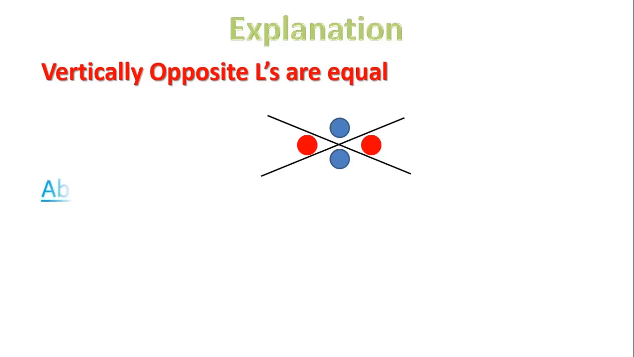Now, our abbreviation for vertically opposite angles is vert op angles. That's all you need to write. You don't need to write vertically opposite angles are equal. The abbreviation that we need is vert op angles. Let's do some examples and put them into practice.